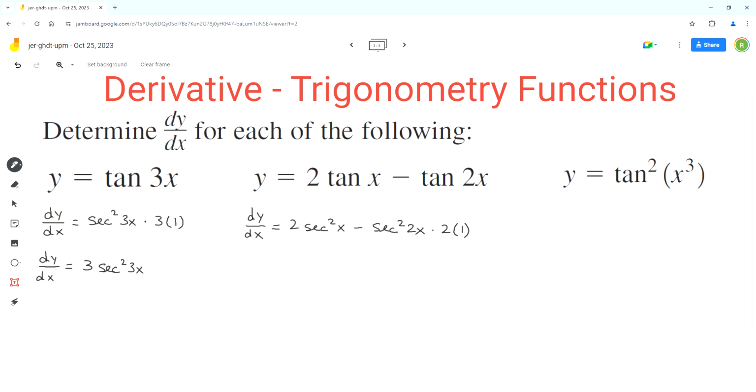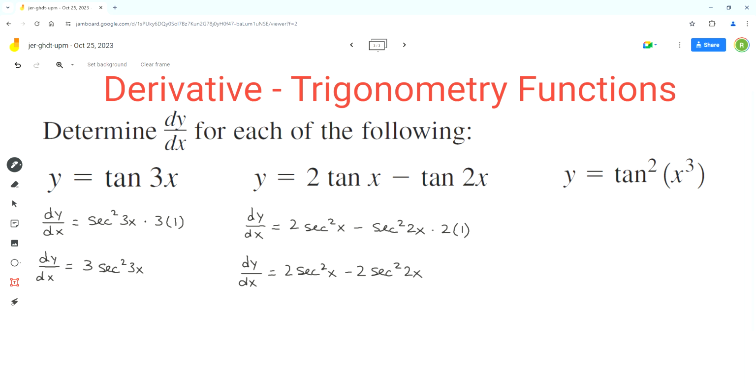Now we can simplify this expression. So the first term stays as it is, and in the second part, we can multiply 2 by 1, 2 times 1 is 2, and then we can multiply 2 by the secant square term. So this should be the final answer for the derivative of the second function. Now we can analyze this third function.